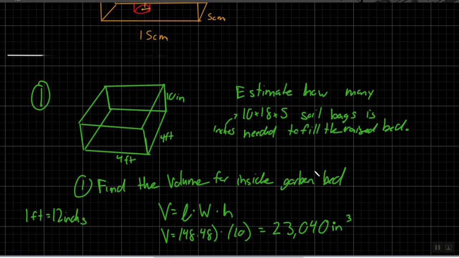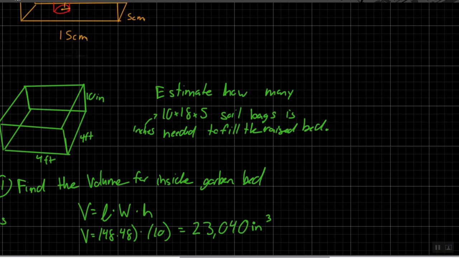I like the idea of dividing it, but I have to divide it by something we haven't found yet. I need to find the volume of something else. So I need to find the soil bag, which is 10 by 18 by 5. So it's also a rectangular prism. Volume equals length times width times height. Finish it for homework. Find how many bags needed.